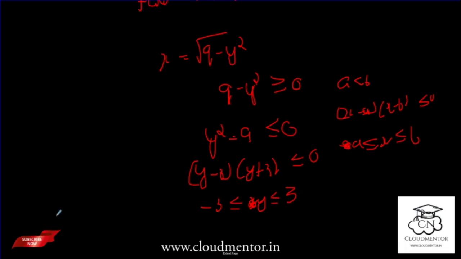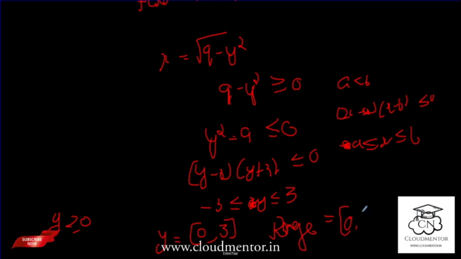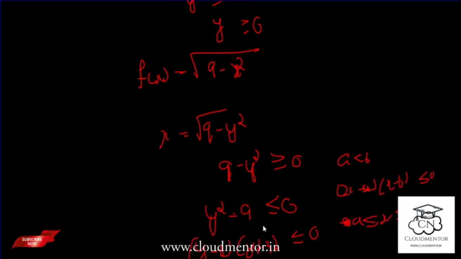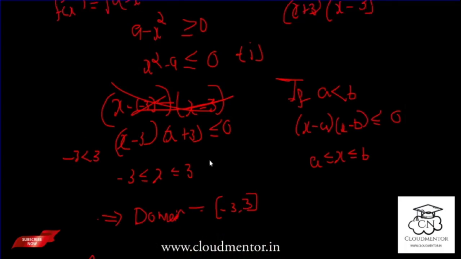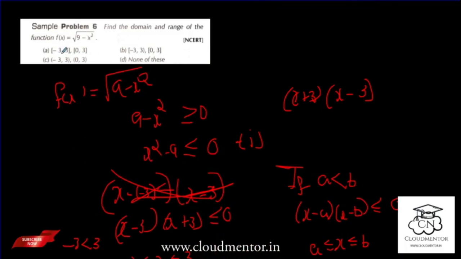Applying those two conditions, y is greater than or equal to 0 and y is between minus 3 and 3, so the range of y will be the closed interval 0 to 3. That is the answer. Let's find it in the options: closed interval minus 3 to 3 and closed interval 0 to 3. So option A is the right answer.